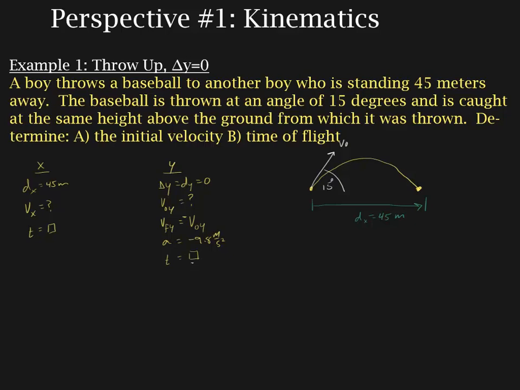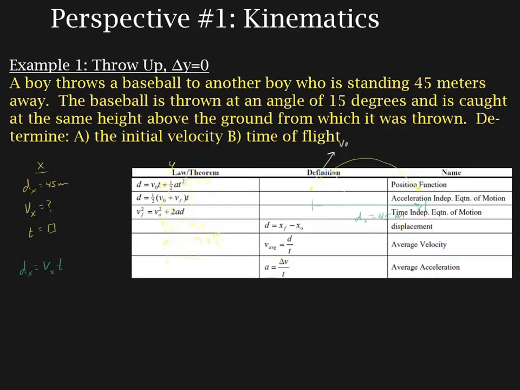Okay, so the first thing we're going to do is select the equations which we think are going to make this problem easiest to solve. In the x dimension, that's easy. It's always going to be dx is equal to vx times t. Now the y dimension, we've got three equations that we can choose from. So which one should we actually use? Well, let's take a look at what we've got.